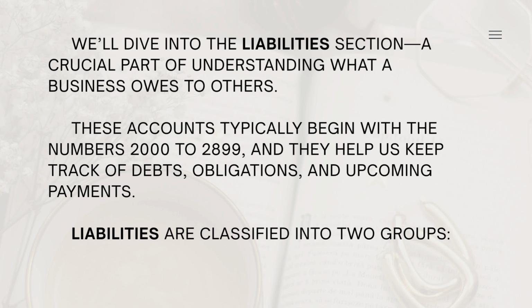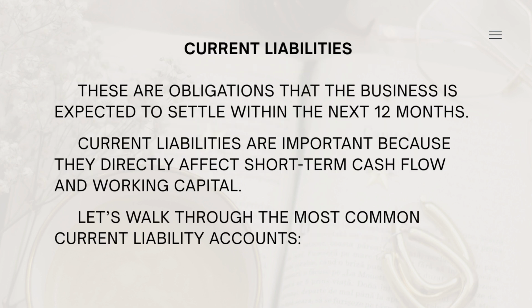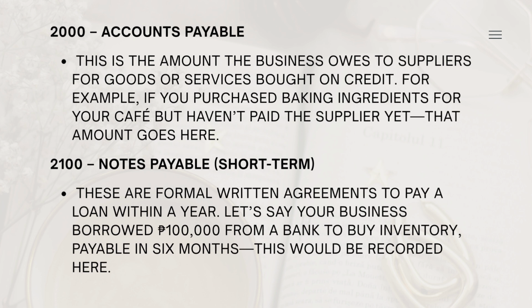First, current liabilities. These are obligations that the business is expected to settle within the next 12 months. Current liabilities are important because they directly affect short-term cash flow and working capital. Let's walk through the most common current liability accounts.